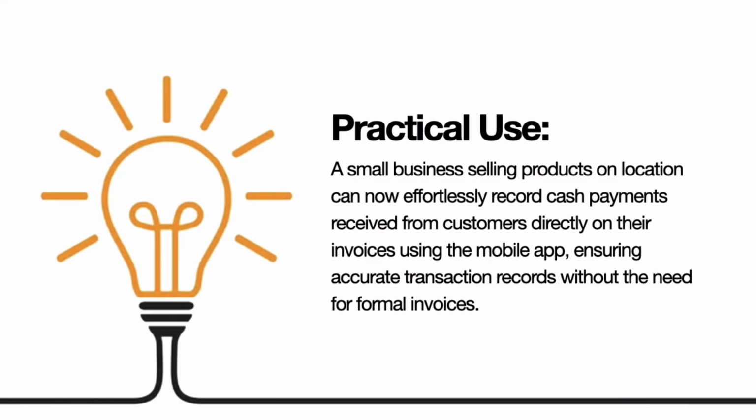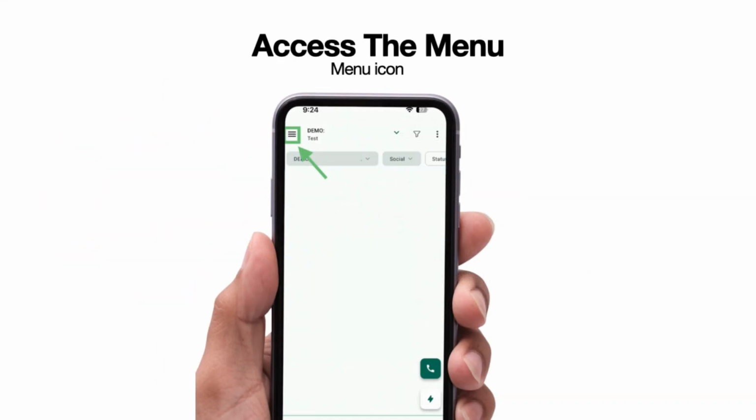Next, we're going to talk about that practical use. Let's just say you're a small business selling products on location. Now you can effortlessly record cash payments received from customers, any type of payment actually, directly on their invoices or just because you've received the payment. And you can do all of this right inside of the mobile app, ensuring accurate transaction recordings without the need for formal invoices.